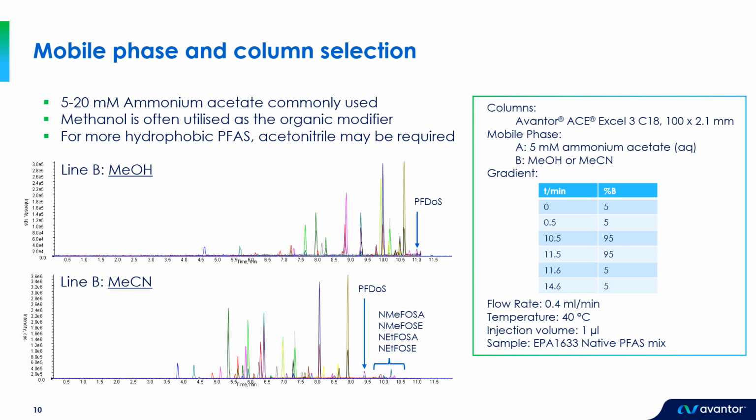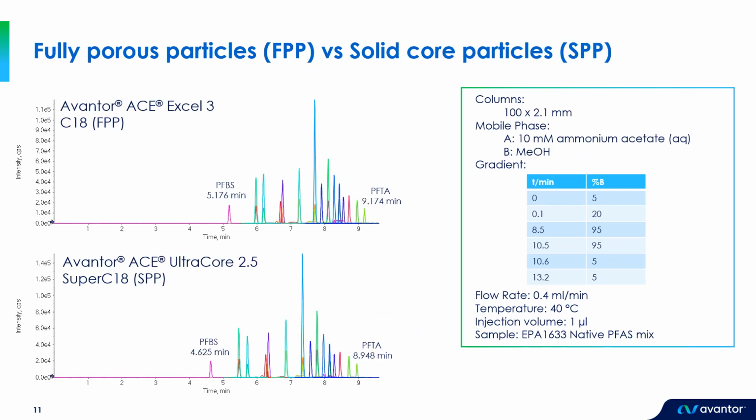From column screening work that we've carried out, we do actually find that the C18 phase tends to provide the best retention for these compounds, and that other stationary phases don't tend to offer much in the way of useful selectivity. So at the current time, the C18 phase is very much our favored stationary phase choice. Another consideration when it comes to column selection is the particle morphology. We can either look to use fully porous silica particles or solid core particles.